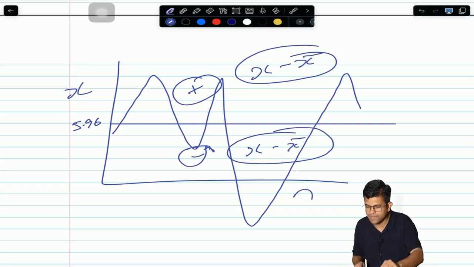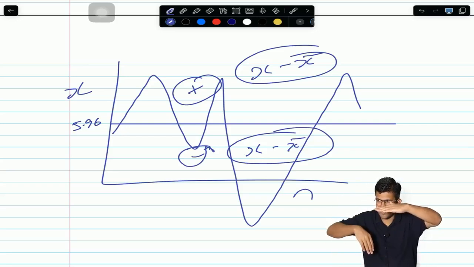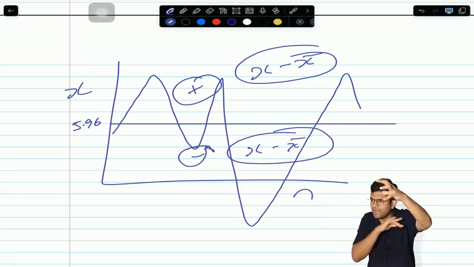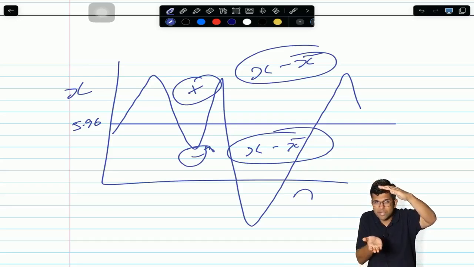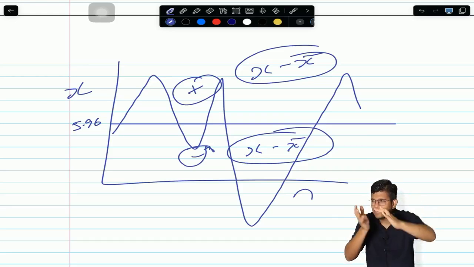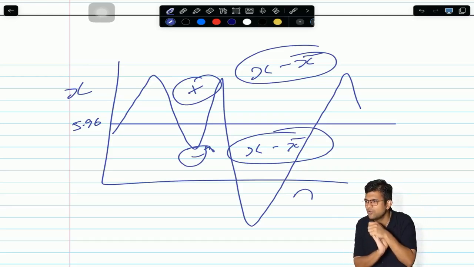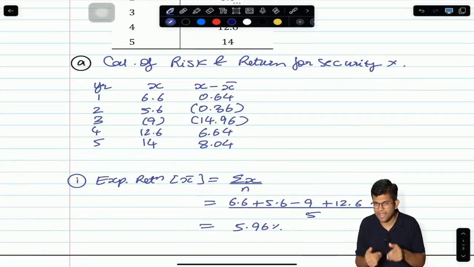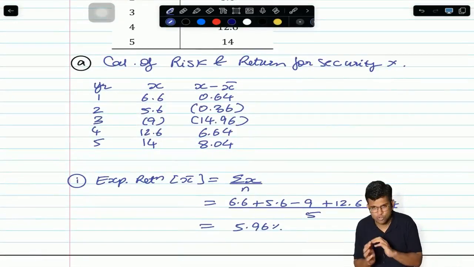What is x minus x bar? It is the deviation from 5.96. Can I say 5.96 is the center of all? The positive deviations and negative deviations will have the same value, because it is center. Everyone clear? And when all these positive and negative deviations are added, the summation has to be 0. I hope you are able to understand. The summation has to be 0. So don't think that it was a one-off question where the x minus x bar summation is coming to 0. No, it has to come to 0 for any question.